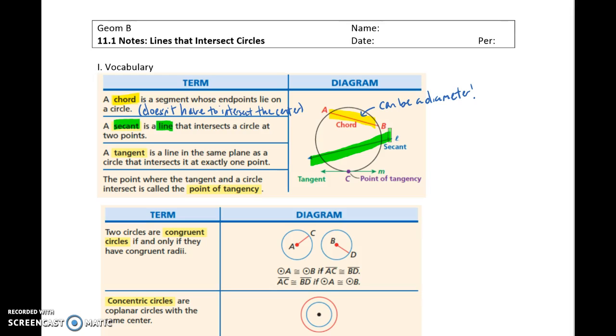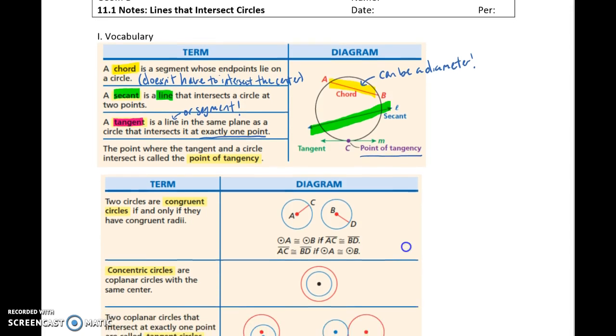And finally, one that's important is the tangent. Not to be confused with the trig function tangent, but when we're talking about a tangent to a circle, it's a line or segment that intersects the circle at exactly one point. So it's going to hit exactly at one point, and that point is called the point of tangency. So those are three other types of lines or segments that intersect our circles to go along with radius and diameter that we're already familiar with.